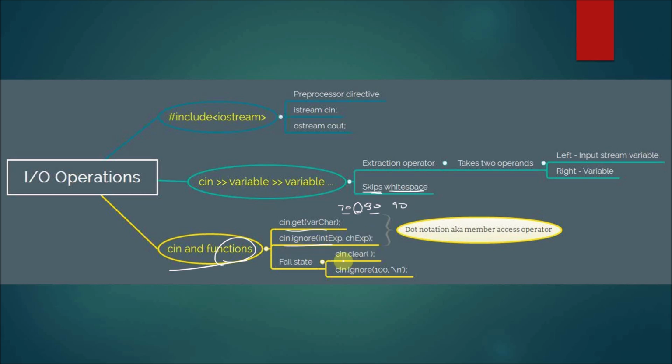We can use cin.ignore(int x, char exp). When we use cin.ignore, the function ignore allows you to discard a portion of the input. So if we wanted to, we could ignore 90.